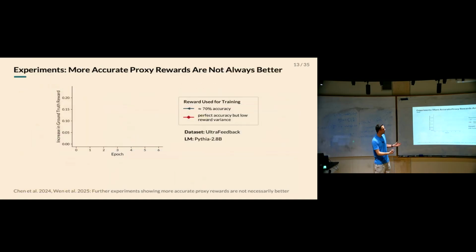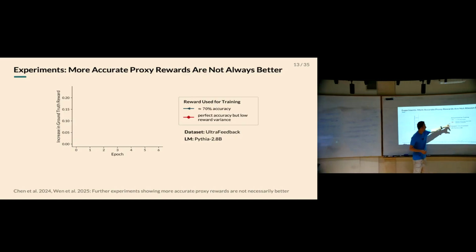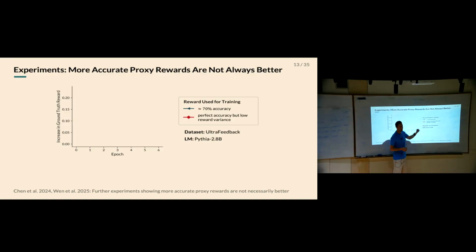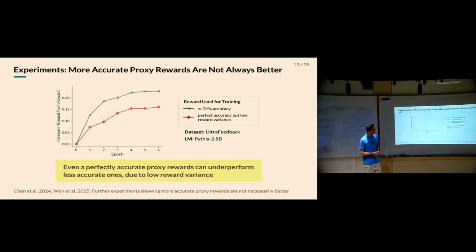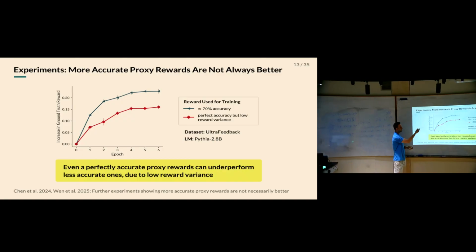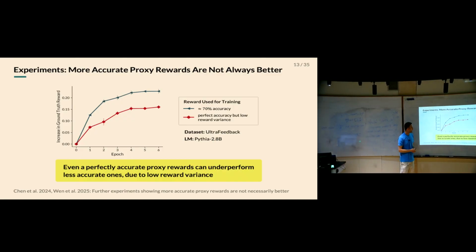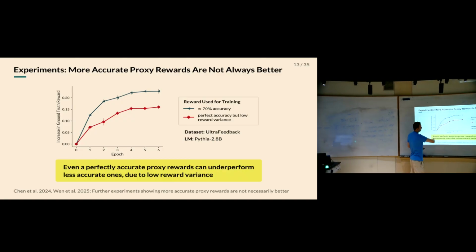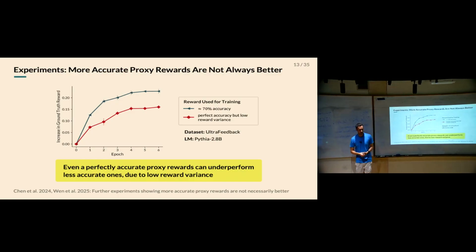Okay, and you can see this in practice. This is just a small subset of the results that we have in the paper. I'm going to show the results where we train with two different reward functions. The first one is moderately accurate, with 70% accuracy, and the second one is actually perfectly accurate, but has low reward variance. This is over a standard setting: a 3 billion parameter language model and a dataset that contains questions of the type that people ask ChatGPT. And what you can see here is that despite the fact that the red proxy reward function is perfectly accurate, it leads to a substantially slower increase in the ground truth reward, because it induces low reward variance.